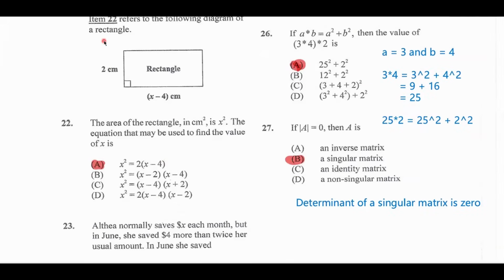Question 22 refers to the following diagram of a rectangle. Okay, length and breadth there. Area of the rectangle is x squared. So the equation that may be used to find the value of x is... well, we know area, which is x squared, is your length by breadth. So it'll be 2 by x minus 4. So x squared equals 2 open bracket x minus 4 close bracket, because 2 is multiplied by x minus 4. So that is A.